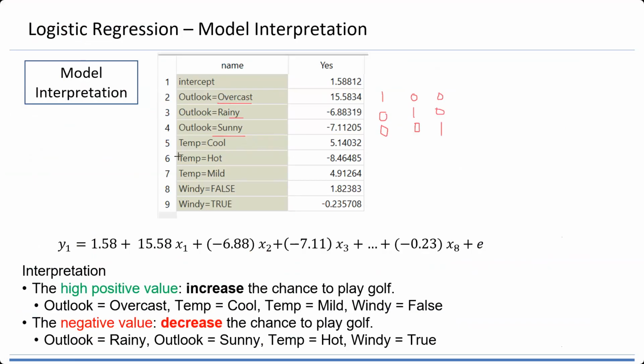Okay. The same with the temperature. If the temperature is cool, then it is 1, it is 0, it is 0. If the temperature is hot, then it is 0, it is 1, it is 0. If the temperature is mild, then it is 0, it is 0, it is 1. The same with windy. So if the windy is false, then it is 0, it is 1, it is 0. If the windy is true, then it is 0, it is 1. Okay, it depends on the data.